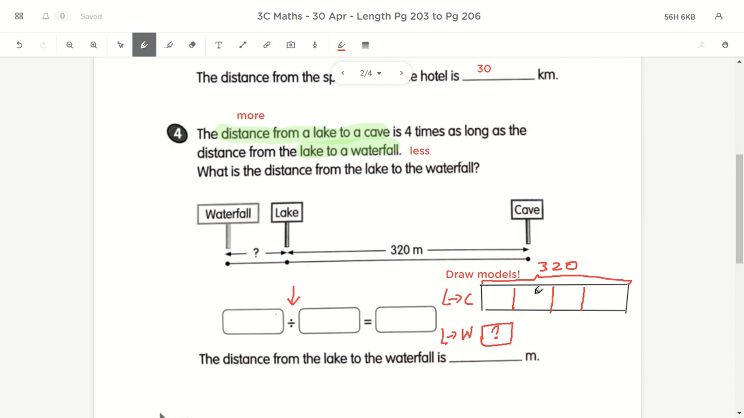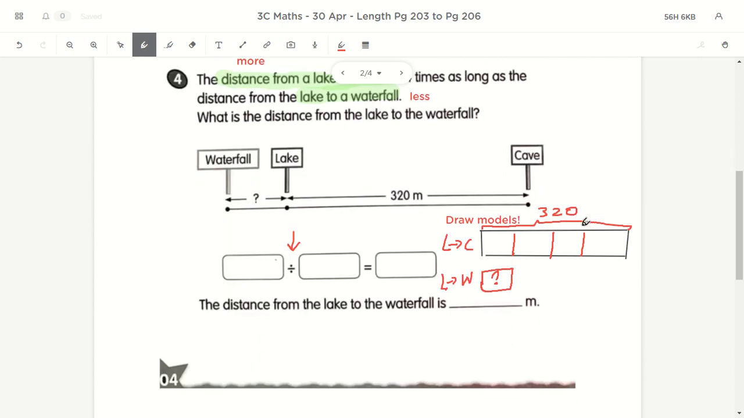Okay, so looking at the models now, you realize that 320 is 4 units. You want to find 1 unit, all you need to do is to use 320 divided by 4. So 320 divided by 4, let's work it out.